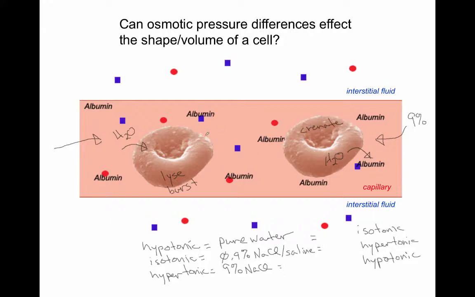The relationship of what type of fluid we put into the bloodstream, and the osmotic pressure that exists in interstitial fluid and inside capillary beds, all has a very important relationship in terms of the health of the cells in the bloodstream and within the body.